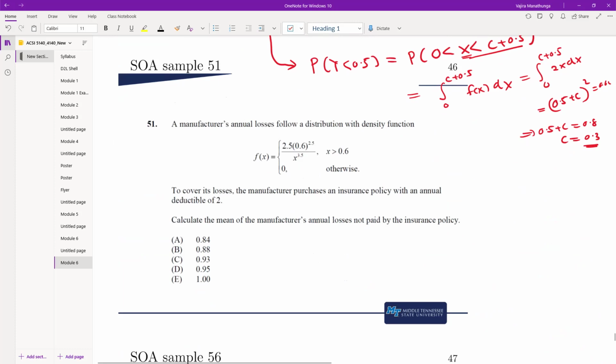Okay, so here's another question. This one says a manufacturer's annual loss follows a distribution with the density function given. To cover its losses, the manufacturer purchases an insurance policy with an annual deductible of 2. Calculate the mean of the manufacturer's loss not paid by the insurance policy. So the question is what is not paid by the insurance policy. So after the deductible is paid, we have to calculate what is the value not paid. You can see the loss starts from 0.6. So basically, it would be the integral from 0.6 to 2 of x f(x) dx.